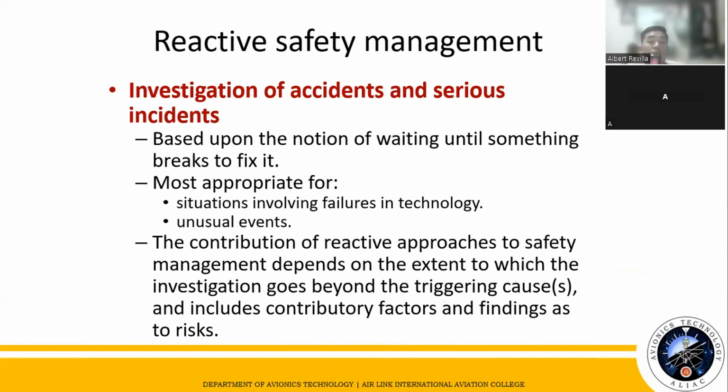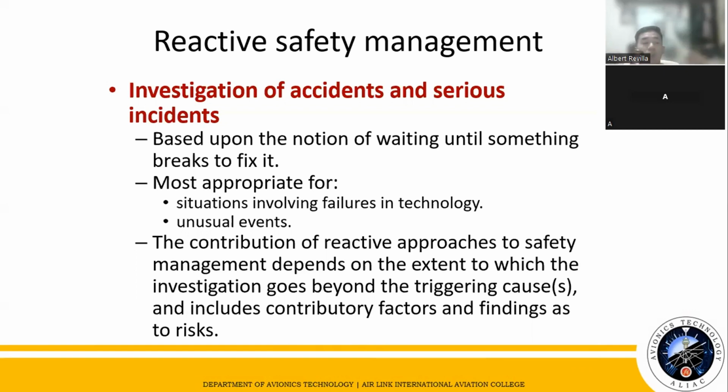That's why it's called reactive. Na-explain naman siya ng mabilis lang by the word itself. Okay, nagkakaroon ka lang ng action when something happen. Okay? So, simplest example, pag may nadulas, oops, may nadulas na, lagyan natin ng wet floor. Yun yung kay reactive safety management.